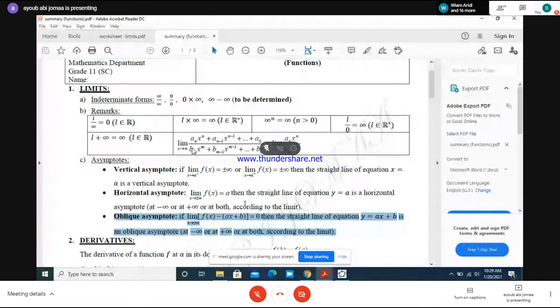Could be at positive infinity, could be at negative infinity, could be at both, depending on the function itself, depends on the limit. Because sometimes the limit as x approaches positive infinity is 0, but at negative infinity is not 0. So only at positive infinity we have an oblique asymptote. Sometimes only at negative infinity the limit is 0. So oblique asymptote at negative infinity. And sometimes, as we saw here in part 1, at both negative infinity and positive infinity the limit is 0. Okay? So here oblique asymptote at both positive and negative infinity.